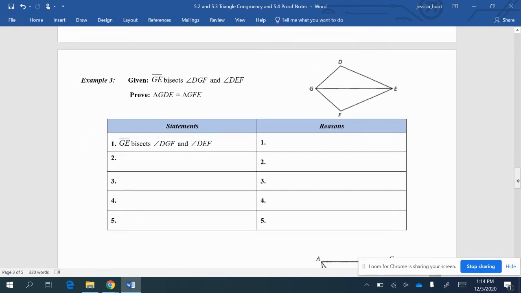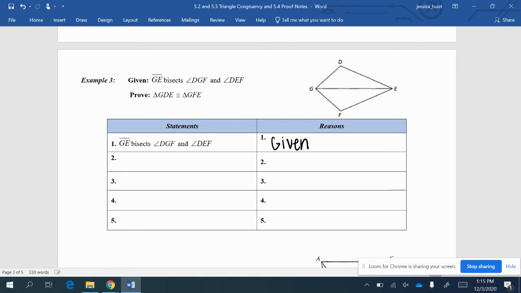On the back, segment GE bisects angle DGF and angle DEF. And that is our first statement, so that is given to us.